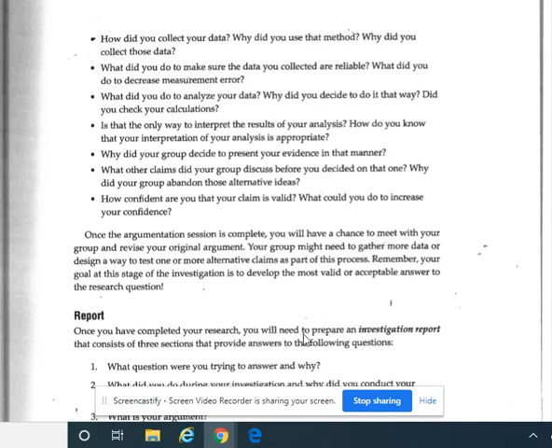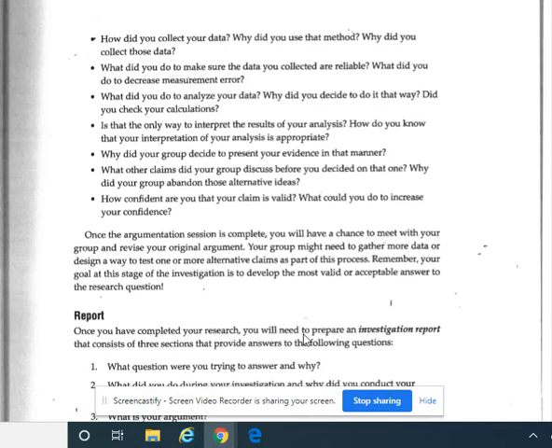Did you check your calculations? Is that the only way to interpret the results of your analysis? How do you know that your interpretation of your analysis is appropriate? Why did your group decide to present your evidence in that manner? What other claims did your group discuss before you decided on that one? Why did your group abandon those alternative ideas? How confident are you that your claim is valid? What could you do to increase your confidence?